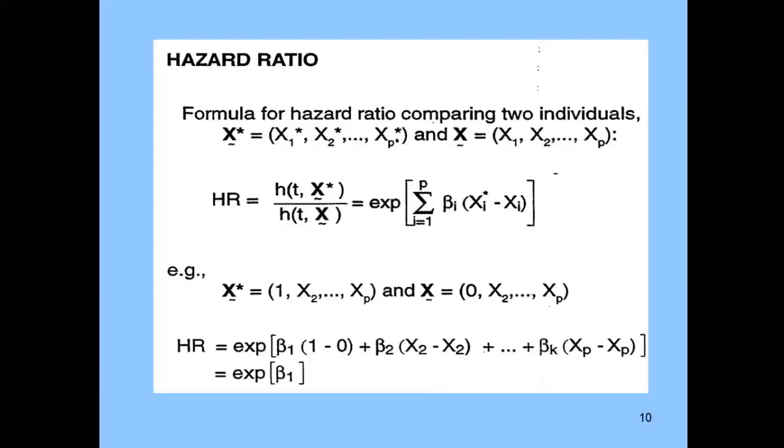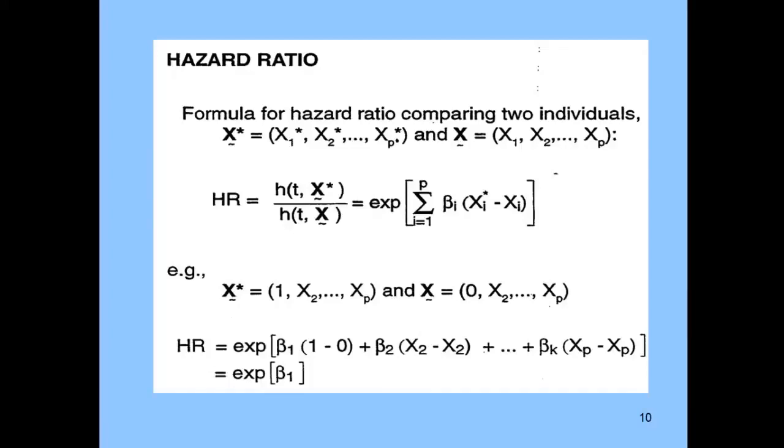Now, the next issue is, there's this model. There are these parameters in the model. It's fit using maximum likelihood. We know how to do maximum likelihood estimation, whether we're dealing with hazard ratios or odds ratios. But what about the hazard ratio formula for this model? What does it look like?